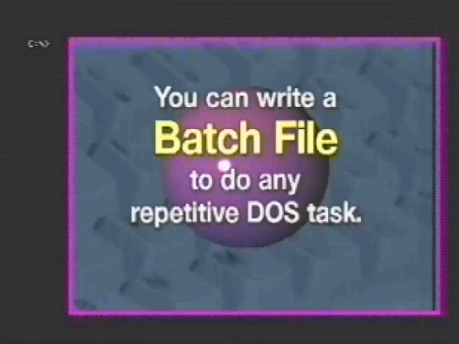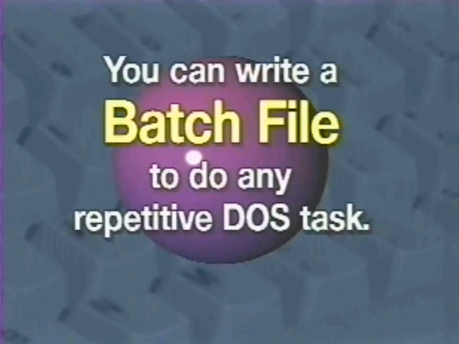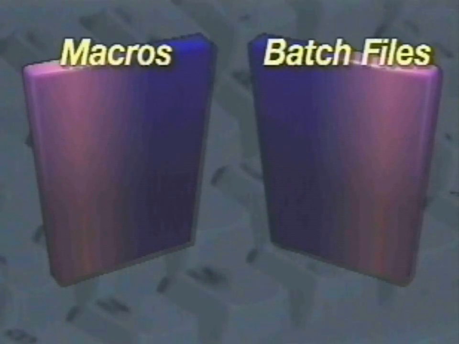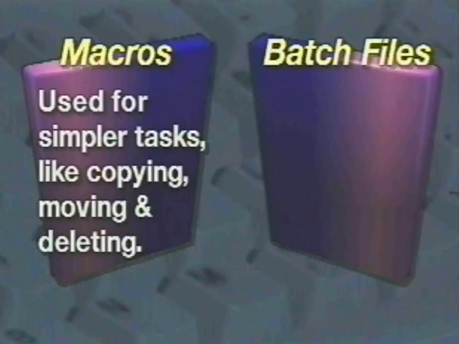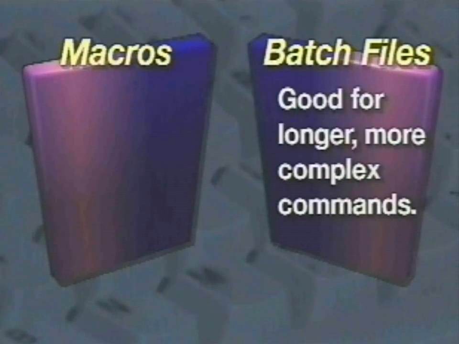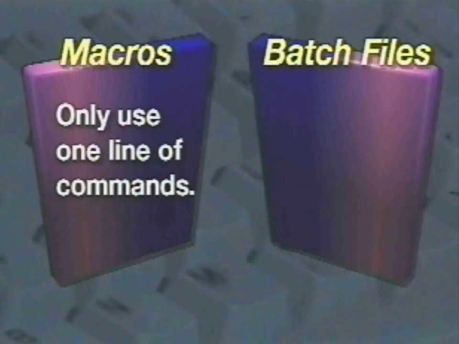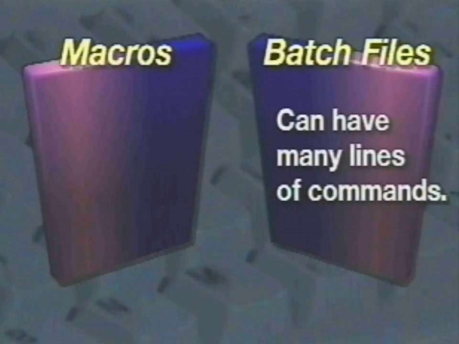Batch files are great. You can write batch files to do any repetitive DOS task. If you can do it in DOS, you can probably figure out a way to do it with a batch file. You may have noticed that batch files and macros are enough alike that they could be used to execute some of the same commands. You want to use macros for simpler tasks and conversely use batch files for longer, more complex command sequences. Macros can only take up one line of commands and are limited to 127 characters. Batch files have no limit to the number of lines of DOS commands that they can contain.